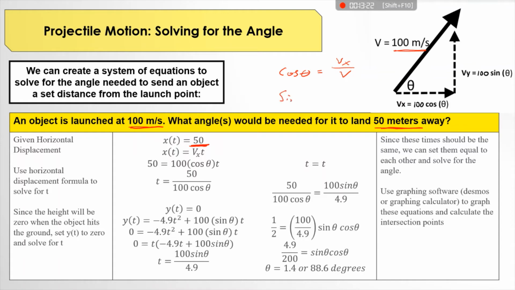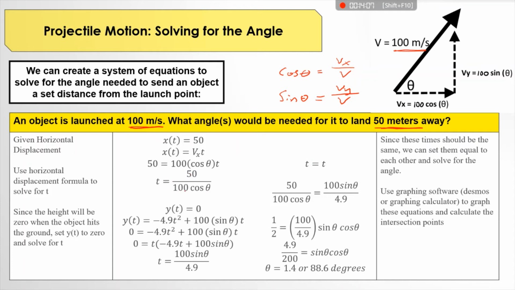Doing the same thing for our vertical velocity, we can solve for Vy to get this. Okay, so my 100 cosine theta is my horizontal velocity, and I can take that 100 cosine theta and plug that into our horizontal displacement here. Okay, now I've got two equations for the horizontal displacement, 50 and Vx t, so I can set those two equal to each other and solve for time. If I divide both sides by 100 cosine theta, I'll get t is equal to 50 divided by 100 cosine theta.